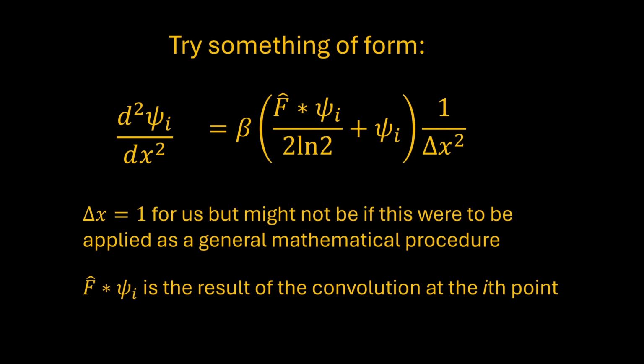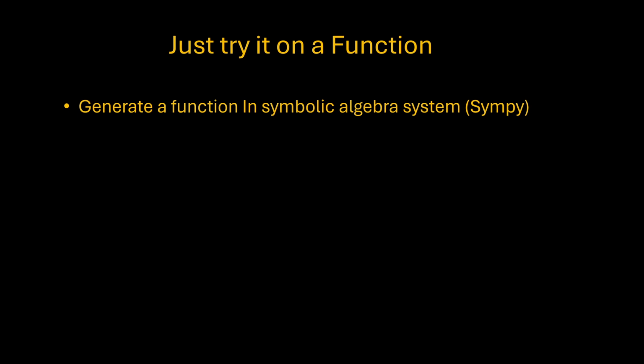We don't know what the beta term is. We simply assume that there must be some constant of proportionality which will make the relationship work. The delta x squared term is simply to cater for the situation where the discretization interval is something other than 1. To find the value of beta, I just used a trial and error process. I generated some reasonable looking wave functions in a symbolic algebra system. I used SymPy in Python, and this allowed me to calculate the theoretical value for the function's second derivative.